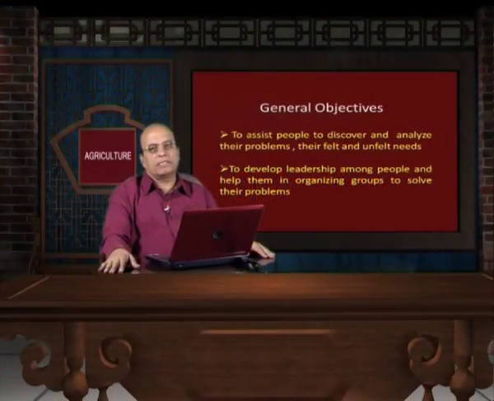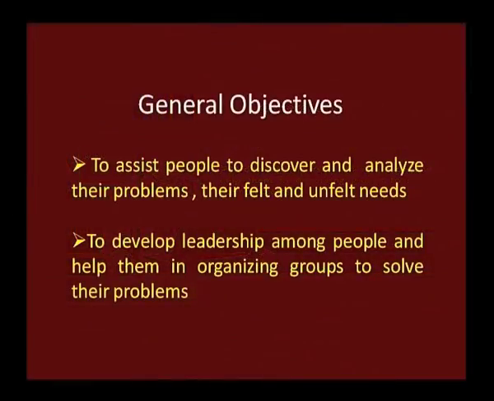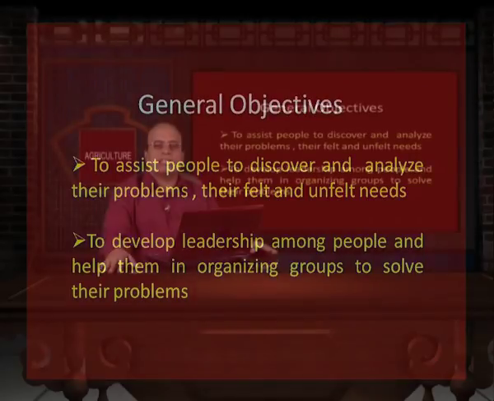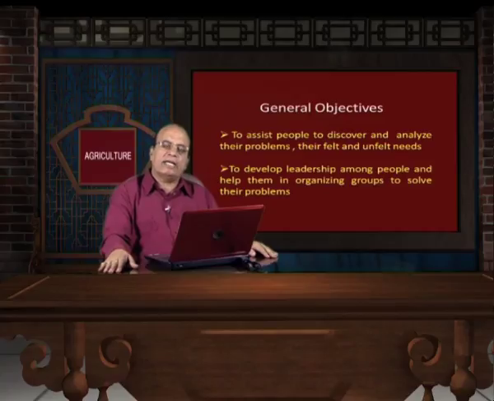There are some general objectives: to assist the people to discover and analyze their problems, their felt and unfelt needs. There are certain types of need. One is a felt need, another is an unfelt need. A felt need is one which can be assumed by the farmers. An unfelt need is not only for a particular individual but for the entire community as a whole.